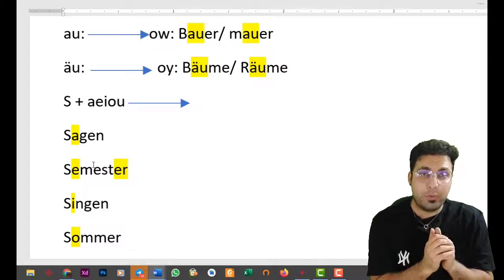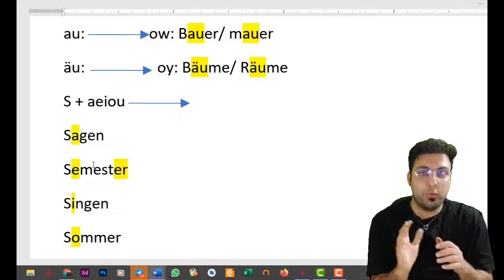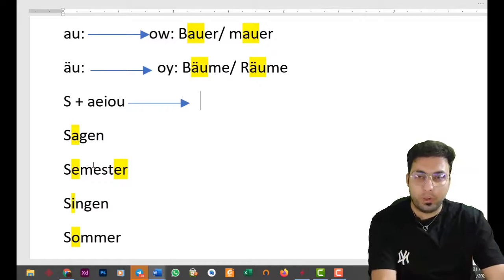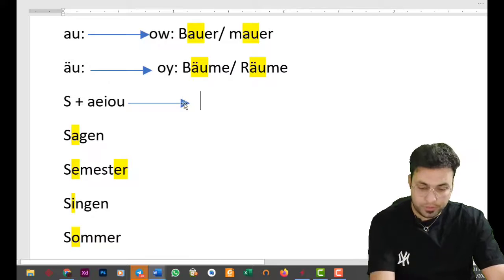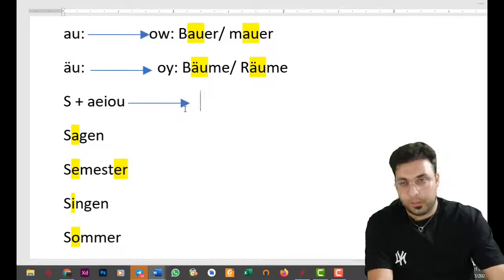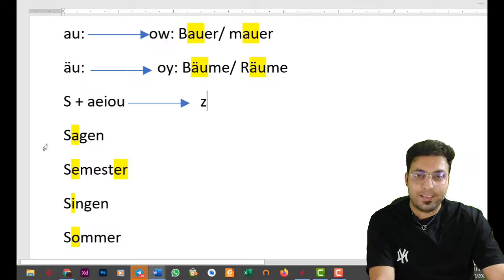The next part is when we have S before vowels. In German we have Vokale. Before vowels, S will sound like Z. So here I write Z. Look here, za. This one is always ge. Sagen.